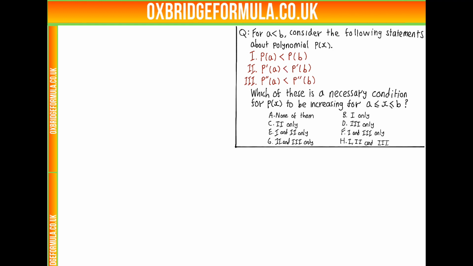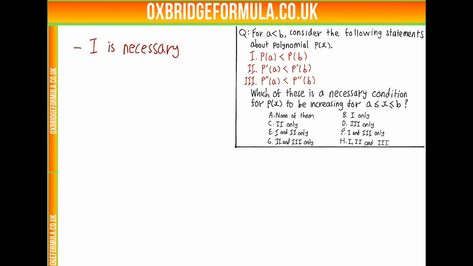So first things first, let's look at condition 1. So condition 1 to be necessary means that if the polynomial p is increasing between a and b, then p of a is less than p of b. Now this has to be true because a is less than b, and p increasing implies p of a is less than p of b simply by the definition of a polynomial being increasing. So we know 1 is necessary because it's a consequence of increasing.